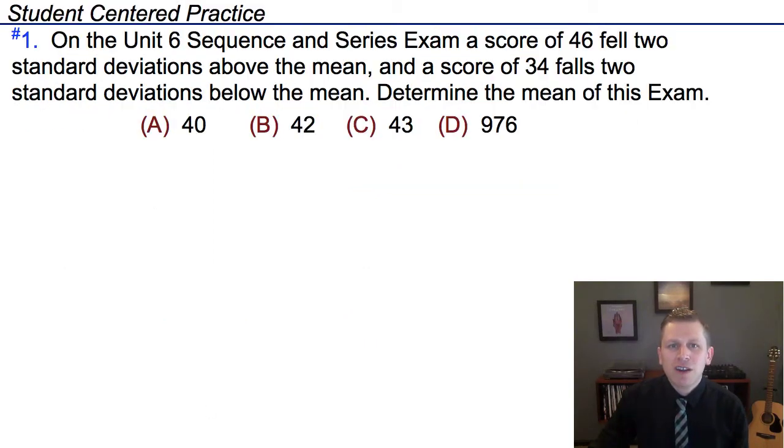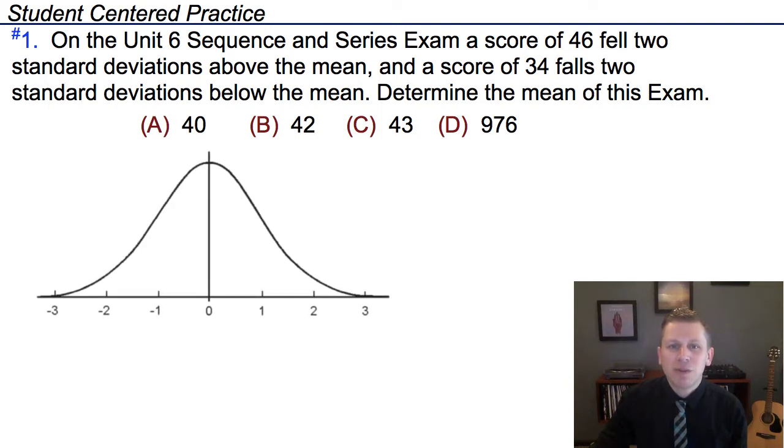This problem we're talking about an exam, and let's say it's our Unit 6 exam on sequences and series, and we know that a score of 46 falls 2 standard deviations above the mean, and a score of 34 falls 2 standard deviations below the mean. Determine the mean of this exam, or the average score. First thing to do is draw your blank curve and think of this as a sequence. Let's fill in the information that we know.